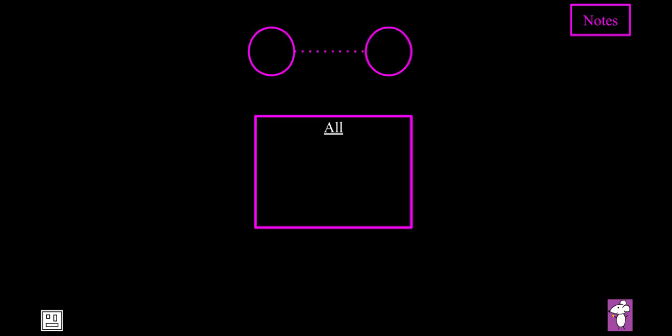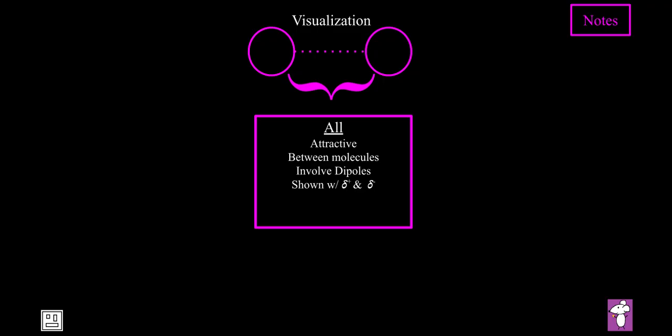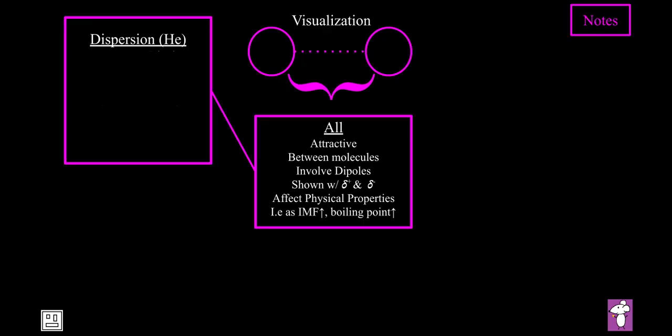All right, now what do they all have in common? You've got two molecules, two spheres that are being attracted to each other. It's usually an attractive force. It's going to involve dipoles. Different types of dipoles are in each one, but they all basically involve dipoles, and you're going to show these dipoles with those deltas. These forces will affect physical properties. In general, the stronger they are, the higher the boiling point, the higher the melting point, and the higher the viscosity.